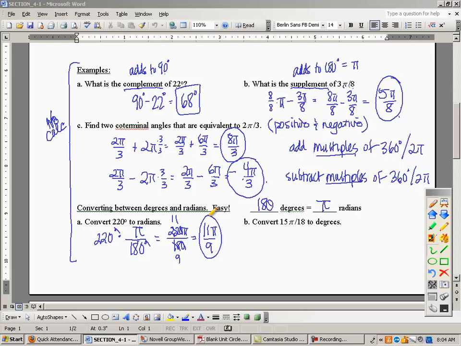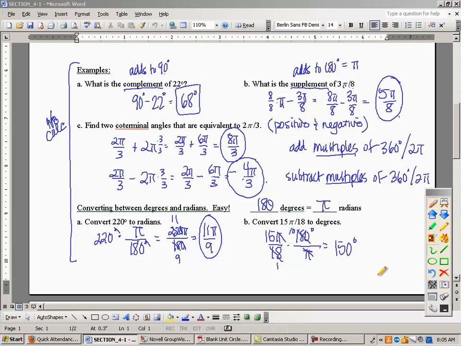To go the other direction, they're starting me out with 15 pi over 18. If I want to get rid of the pi to get to degrees, then my pi goes in the denominator, my 180 degrees goes in the numerator, and then I can cancel my pi's. Now in this case, no calculator-wise, let's look at this. Well, I can take an 18 out of the bottom and get 1. If I take an 18 out of the top, I get 10.